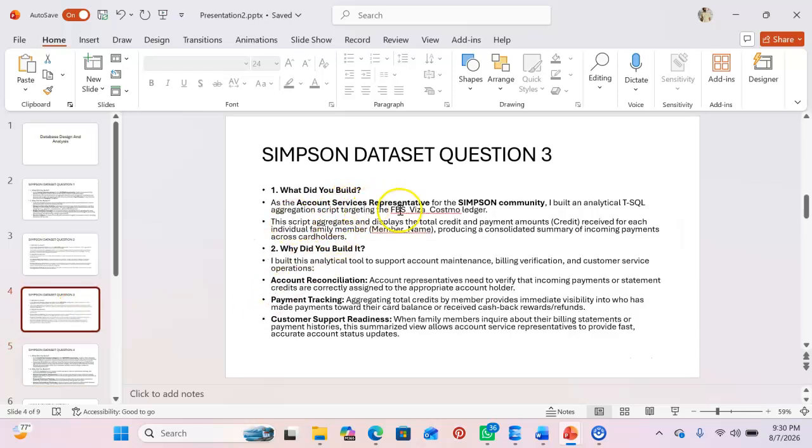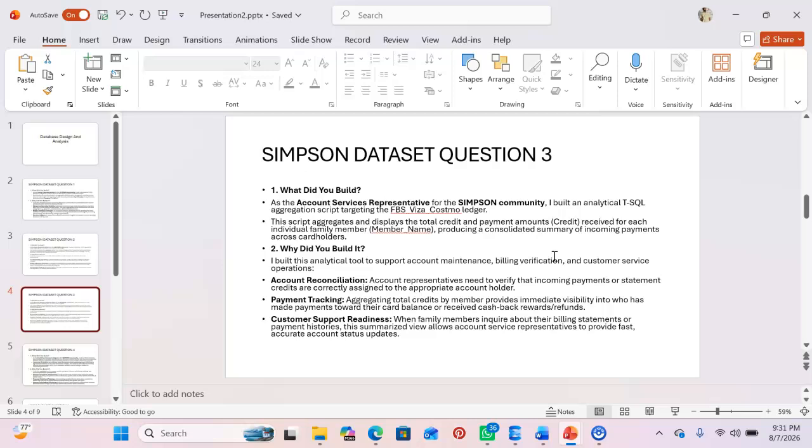As the account service representative for the Simpson community, I built an analytical T-SQL aggregate script targeting the FBS versus customer ledger. This script aggregates and displays the total credit and payment amount received for each individual family member, producing a consolidated summary of incoming payments across card holders. So why did you build it?